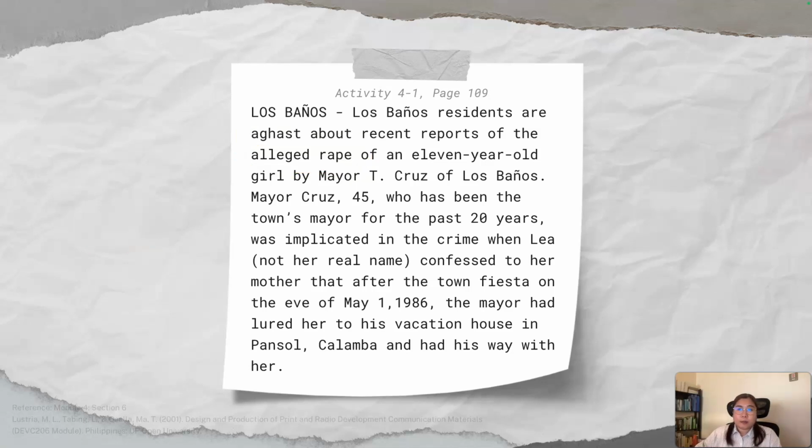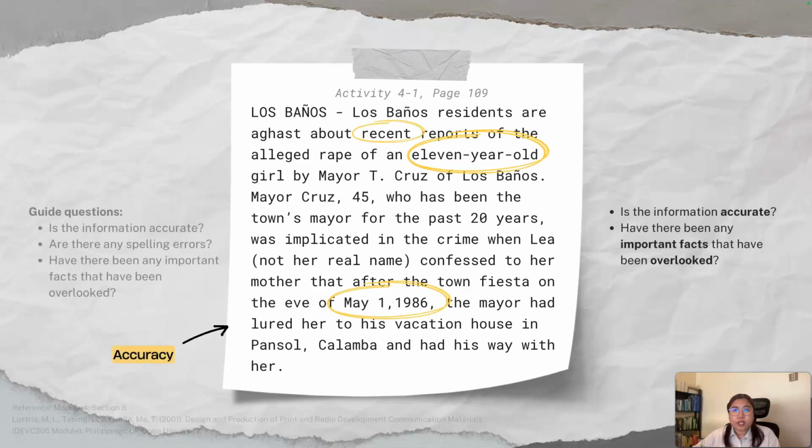The next part of the copy that can also be highlighted is this, where we will connect it to the aspect of accuracy. If you analyze this information, the word recent means the year 2001. Now, this is just assuming that this specific copy was made when the course material was published, which was in the year 2001. The date of the incident happened in the year 1986, which was 15 years ago.